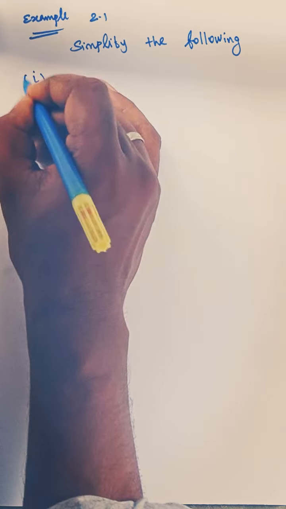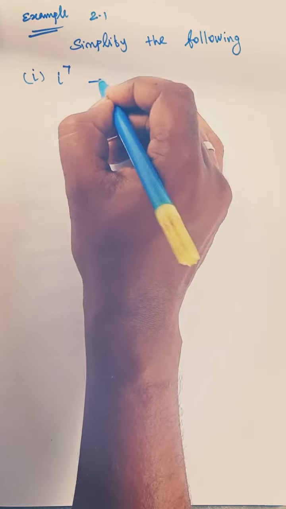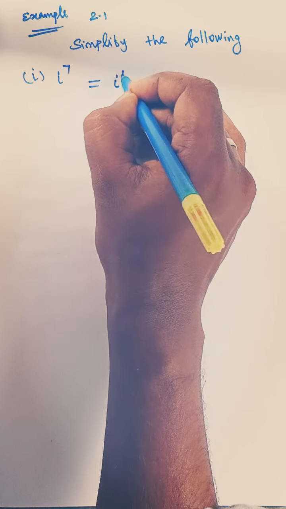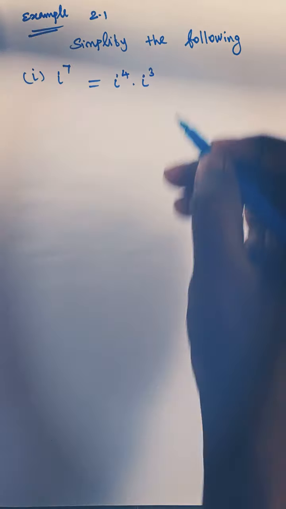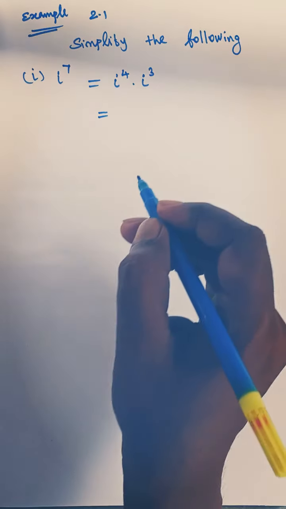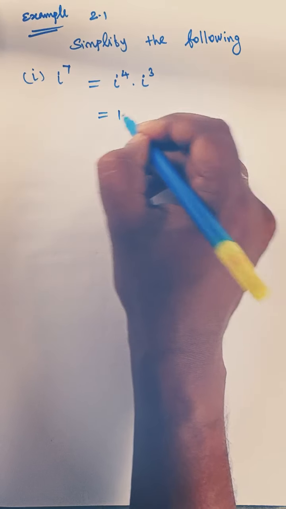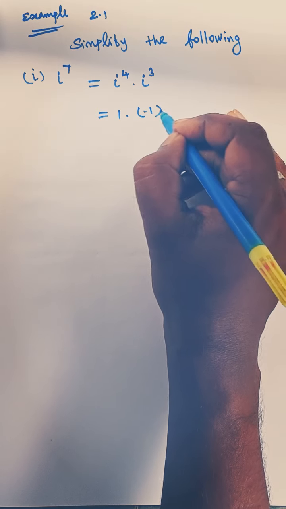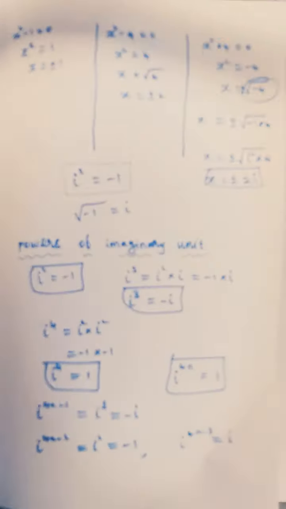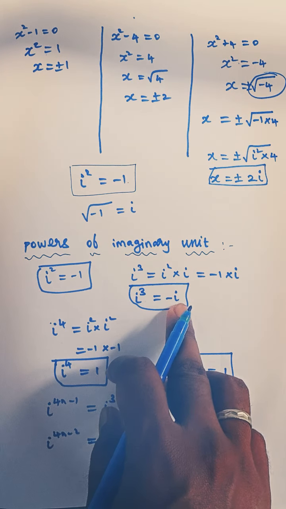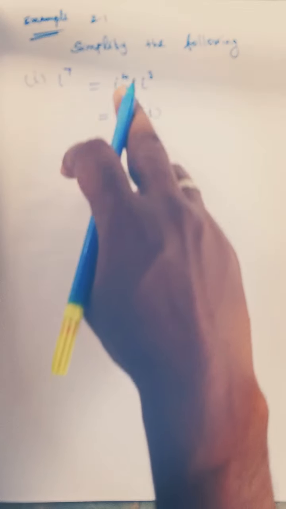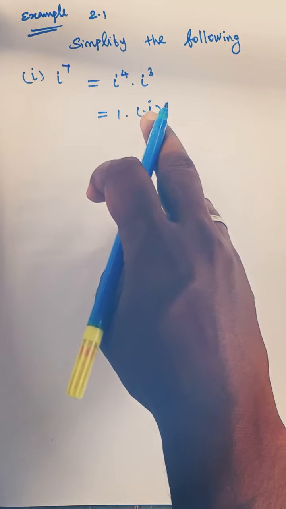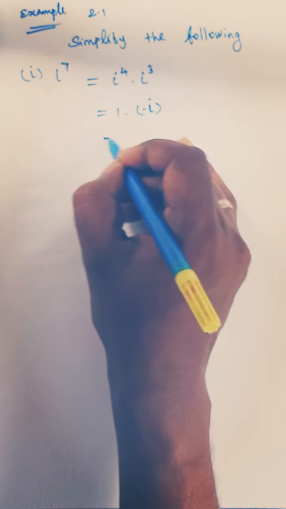Simplify the following. First, i to the power 7. First substitution: i to the power 7 is nothing but i to the power 4 into i to the power 3. Here, i to the power 4 is 1 and i cubed is minus i. So the values are i power 4 equal to 1, i cube equal to minus i. That is an important result. So 1 into minus i gives minus i.